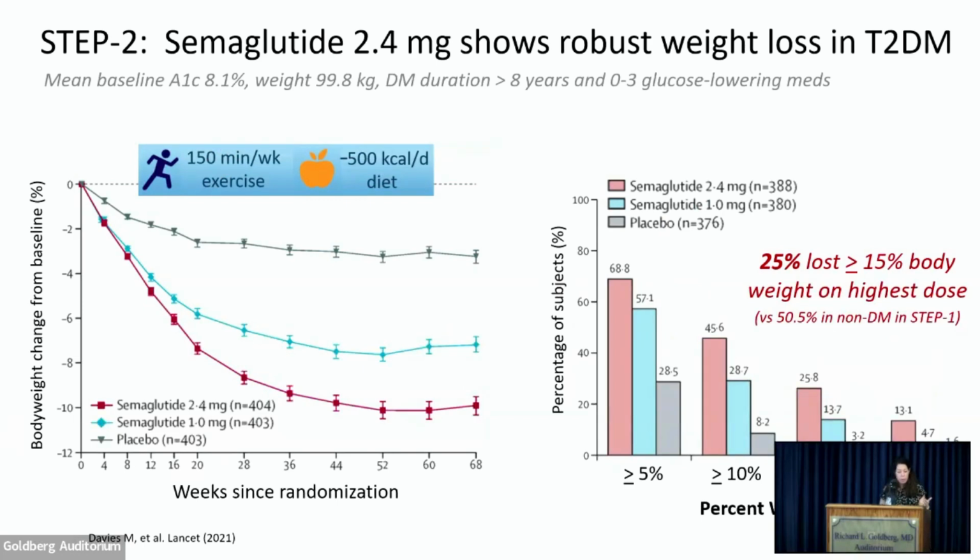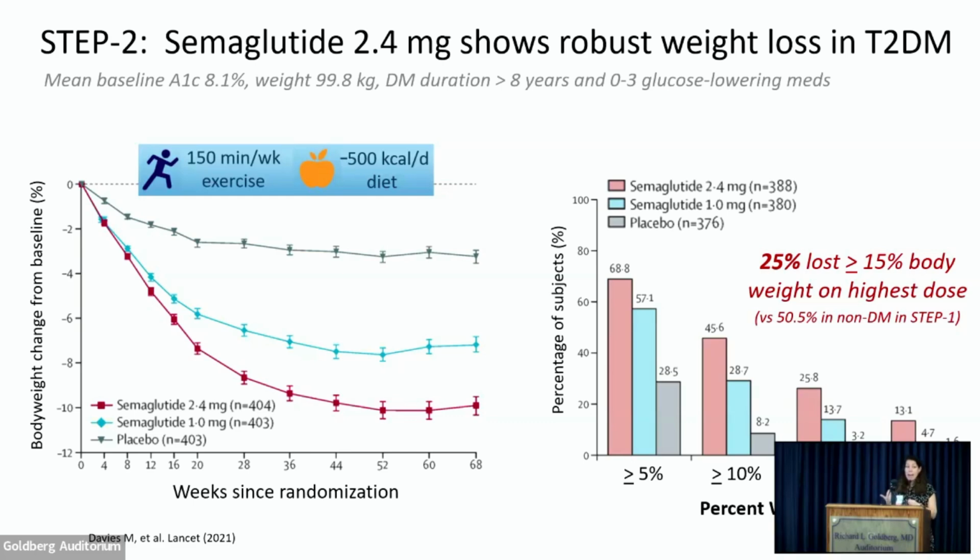And I also wanted to mention the STEP 2 trial. So this is the same kind of thing, looking at max dose semaglutide, but this study was done in diabetics. The original study I just showed you, remember, was 40% pre-diabetics, and then everybody else had normal glycemic parameters. So same intervention, 150 minutes a week, negative 500 calorie intervention. They were also looking at different doses. And again, not quite as effective.